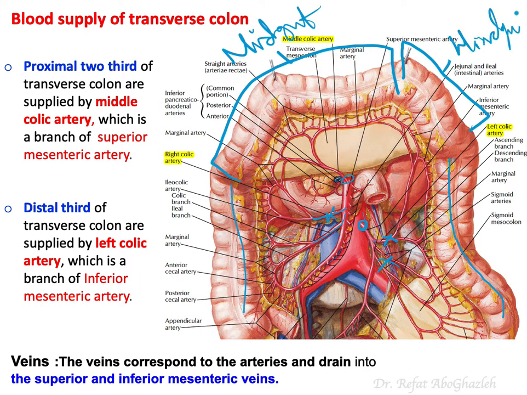hindgut. That means the blood supply of the midgut, as you know, comes from the superior mesenteric, while the blood supply to the hindgut, or the structures developed from the hindgut, comes from the inferior mesenteric, not the superior mesenteric. That means the proximal two-thirds of the transverse colon, or the right two-thirds, gets its blood supply from the superior mesenteric artery, exactly from the middle colic artery.